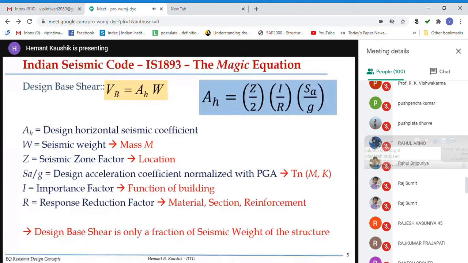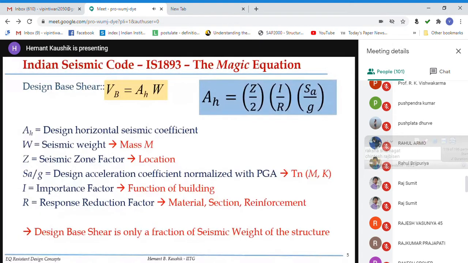Now, the most important part here is that in this equation, you can observe that R is in the denominator, right? It is below. So when you increase R, what do you do? You reduce the value of AH, right? Which in turn reduces the value of VB. Okay, so for a higher value of R, the design base shear will be less. So that means if you have a structure for which you can increase the value of R, that is beneficial, because by doing that you can reduce the design base shear, and that is the whole game of relying on non-linear properties of the structure, non-linear response. So we try to increase the value of R, right, so that we can reduce the design base shear. Okay, so we will discuss it in detail.